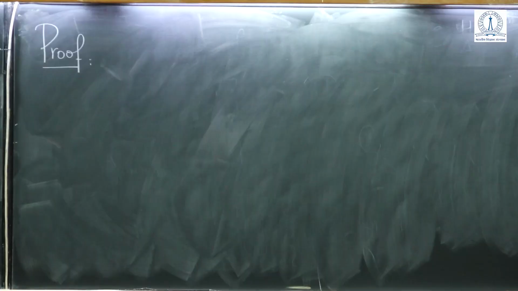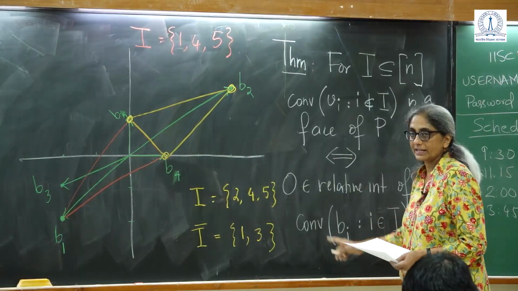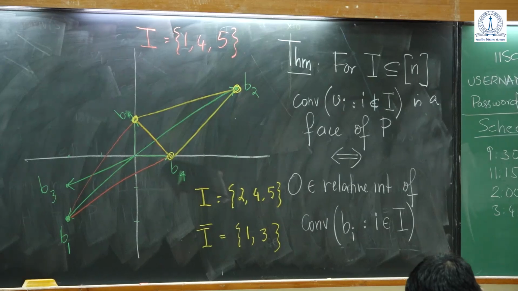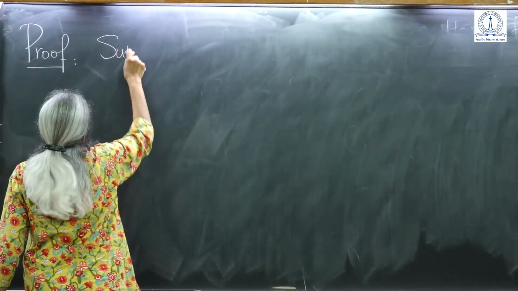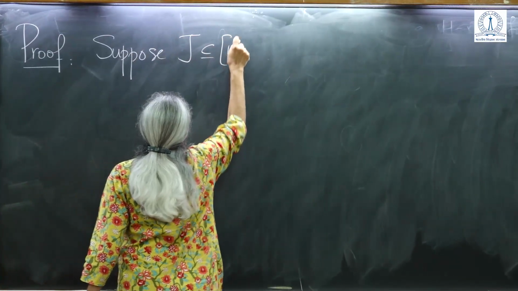Okay. So I'm going to start by picking something that is not a face, and I'm going to show that 0 doesn't lie in the relative interior, okay? So we'll do that direction. So suppose J in N is not a face.